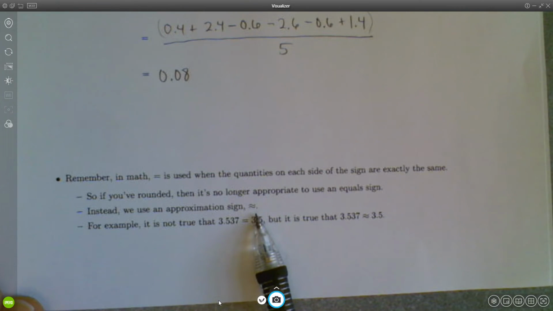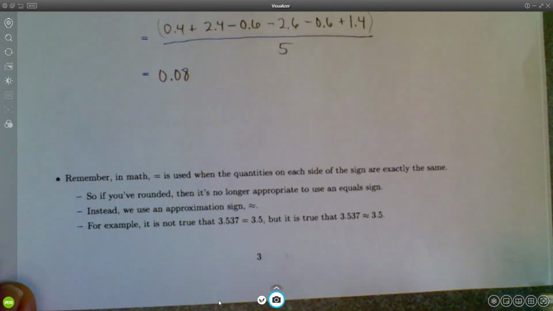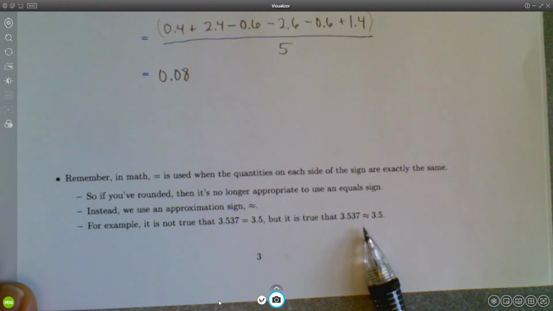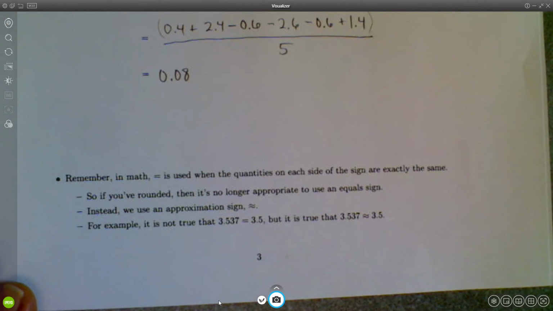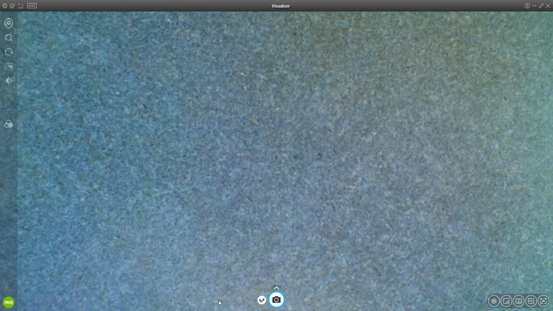Okay? So, for example, it's not true that 3.537 equals 3.5, right? This is not a true statement. But you could say that 3.537 is approximately 3.5. So, try to use the correct symbols. Okay? Try to be rigorous.